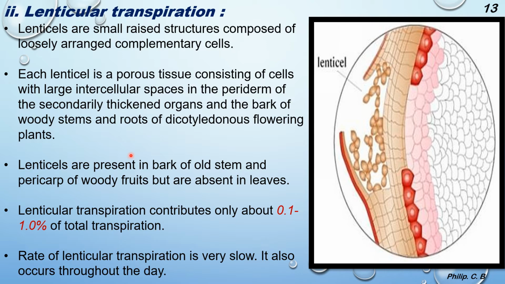Further, lenticels are present in the bark of old stems and pericarp of woody fruits but are absent in the leaves. So they are not present in the leaves. If you see here, you can see the region where the lenticel is present, and there are a lot of spaces present between. That's what we read, large intercellular spaces in the periderm.